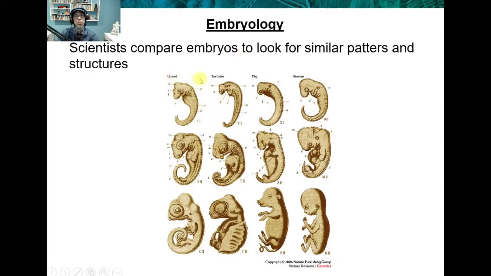Look at these embryos. This is a lizard, tortoise, pig, and human. At some point, there is similarity in their embryological development. Of course, this is now entirely different because this is a human, this is a pig, this is a tortoise, and this is a lizard. But here and here, you can find striking similarities in terms of patterns and structure.